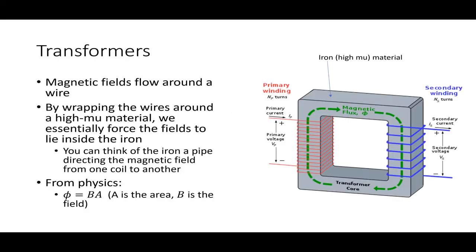All right, so we're going to introduce ourselves today to transformers, which are another common circuit element that is often used, particularly in power systems. So the basic concept of a transformer is that I take a set of windings, basically a copper wire, and wrap it around what we call a high mu material. So something that's really good at passing a magnetic field.